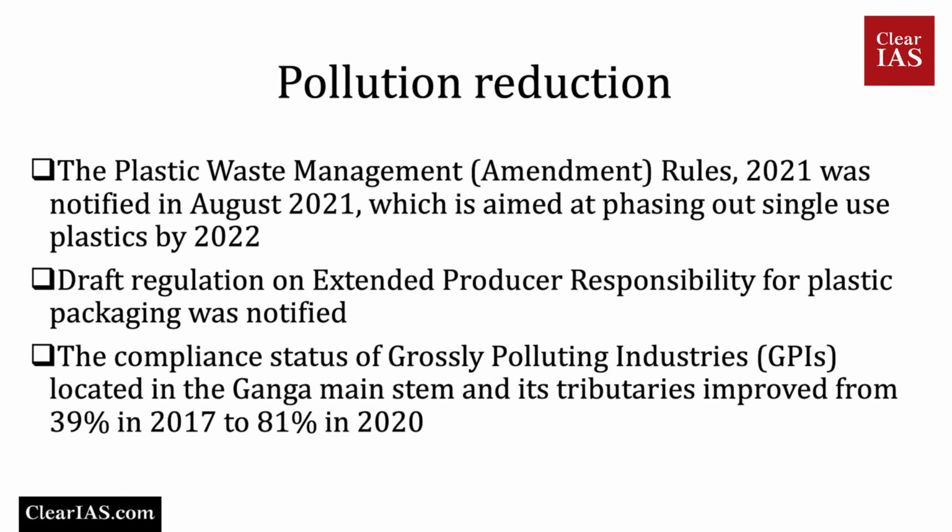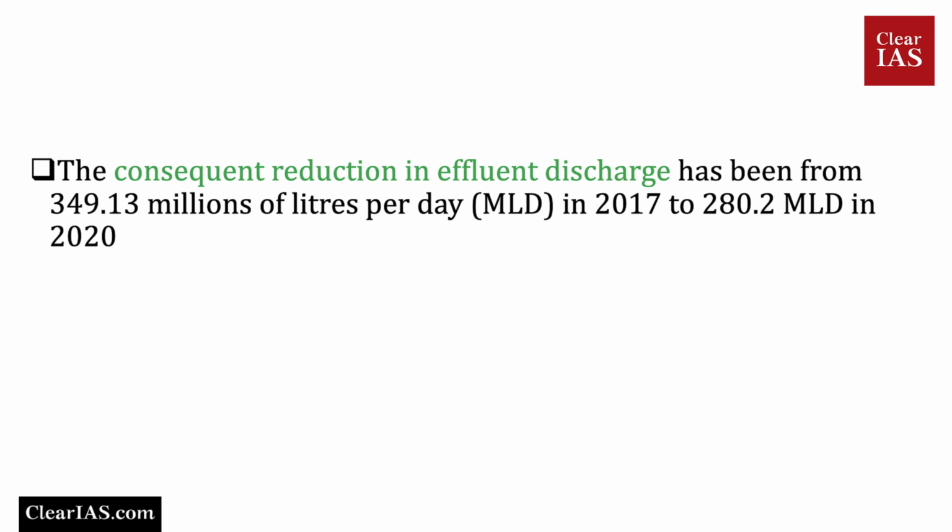The compliance status of grossly polluting industries or GPIs located in the Ganga main stem and its tributaries improved from 39% in 2017 to 81% in 2020. The consequent reduction in effluent discharge has been from 349.13 million liters per day or MLD in 2017 to 280.2 million liters per day in 2020.